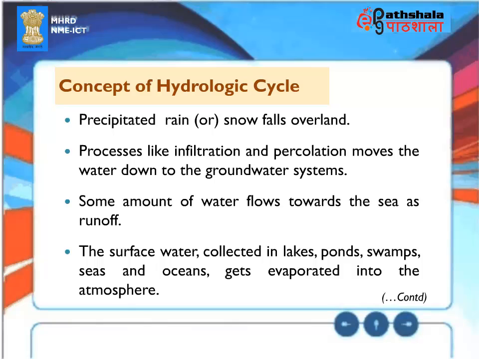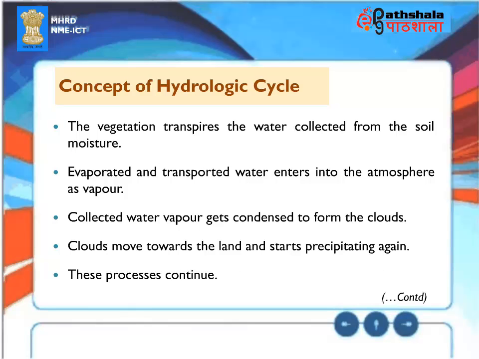Precipitated rain or snow falls over land. Processes like infiltration and percolation move the water down to groundwater systems. Some amount of water flows towards the sea as runoff. The surface water collected in lakes, ponds, swamps, seas and oceans gets evaporated into the atmosphere. The vegetation transpires the water collected from the soil moisture. Evaporated and transported water enters the atmosphere as vapor.